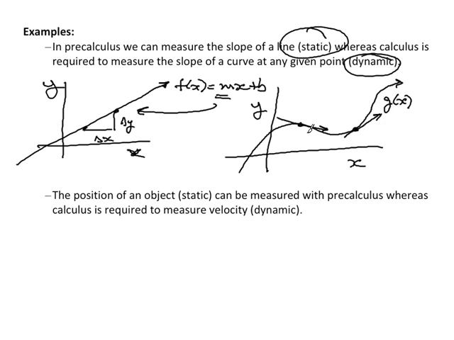So as an example, the position of an object, static, can be measured with pre-calculus or algebra techniques. Whereas if we're going to start talking about velocity, then we need calculus. Now, right away you may be thinking, no, wait a minute, I've done velocity problems in pre-calculus and in algebra. Well, that's true, but what you've done in pre-calculus and algebra is you've used a calculus result. You may have been given some function and told this is a velocity function, but where did that function come from? It came from a calculus process that gave it to you.